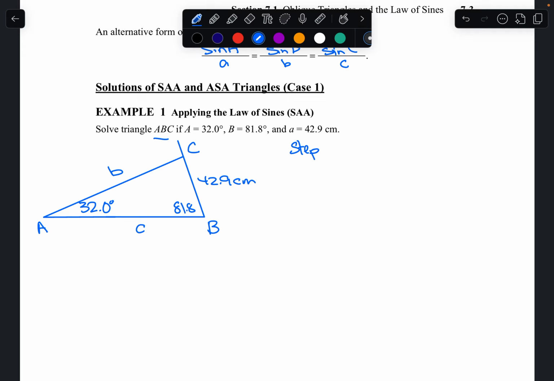So step one, when you're doing an angle side angle, is to find angle C. You've been finding angle C for a long time in geometry, because remember that the measure of a triangle is always 180 degrees. So it's 180 minus 32 plus 81.8.